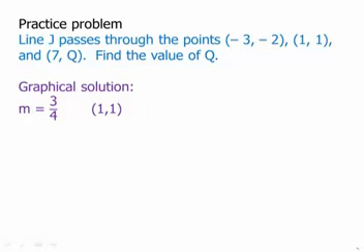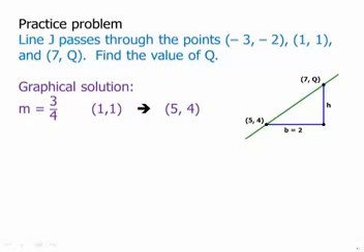We want to get a little closer to that point 7, Q. So I'm going to go over 4 and up 3. And so that will put me at 5, 4. And then I'm reasonably close. So now from 5, 4, of course, the run going from 5 to 7 is 2. So that little slope triangle there has a run of 2.